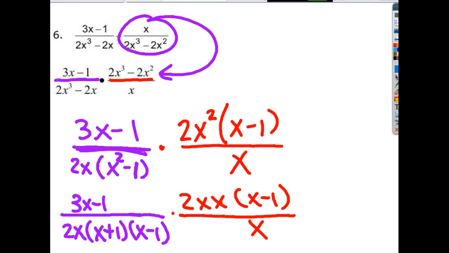Is there anything that's going to cancel the 3x minus 1? Now that I've got it completely factored, I cancel. This 2 is going to cancel this 2. This x is going to cancel that x. This x minus 1 is going to cancel this x minus 1. This x is going to cancel that x. So, what is left? What do I have left on the bottom?